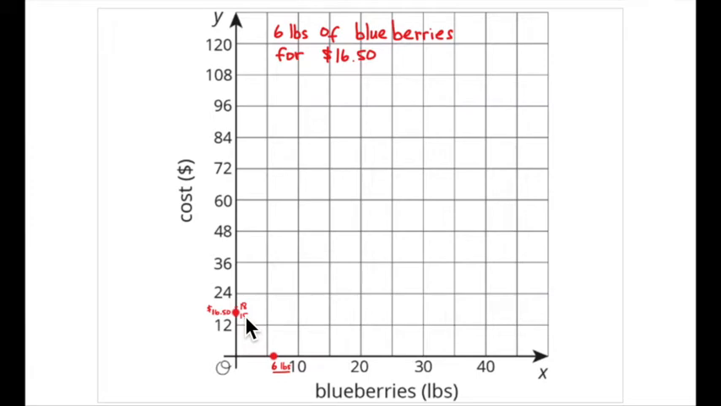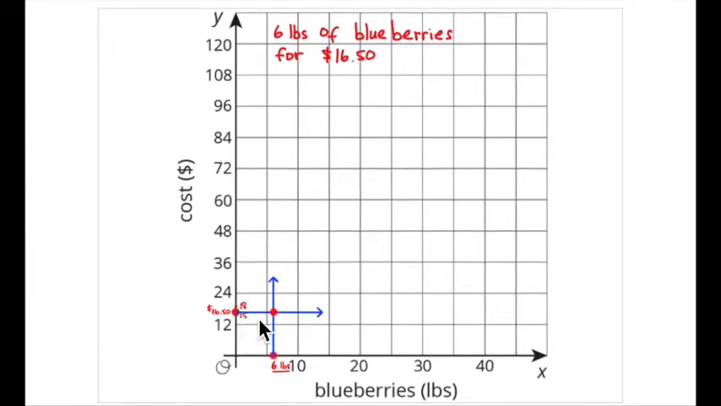You just have to kind of guess, place the point right there. And then where those two rays from each of those 2 points intersect, that point is on the line. That's the relationship right here. So you draw a ray up from 6 pounds, and you draw a ray over from $16.50, where they intersect, that point is on the graph. That point is on the line.